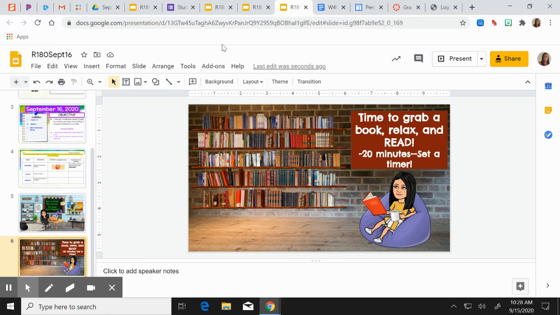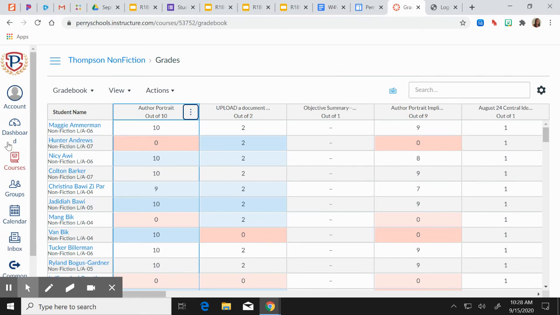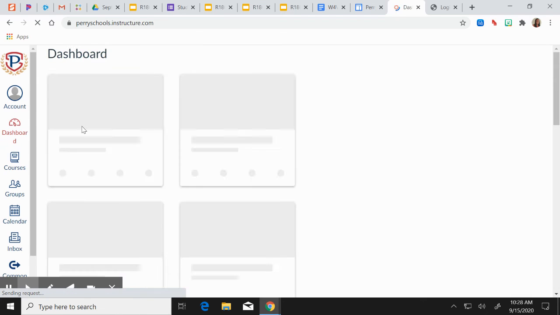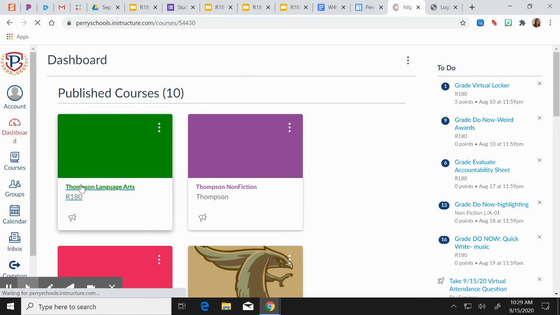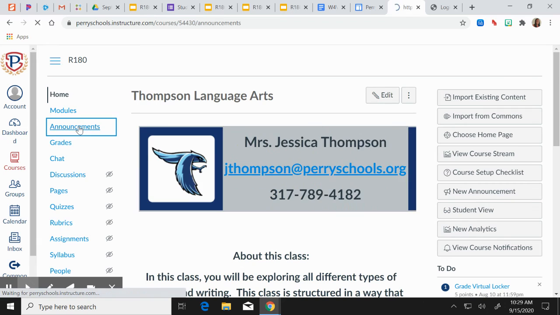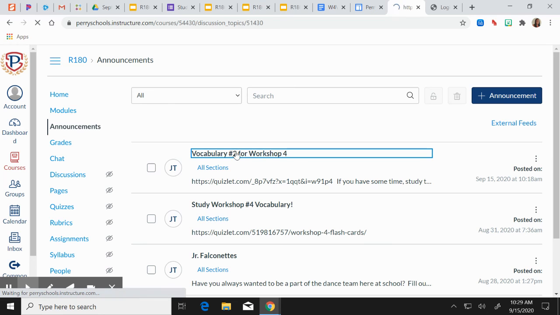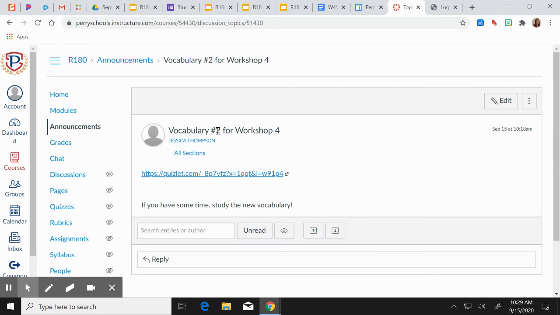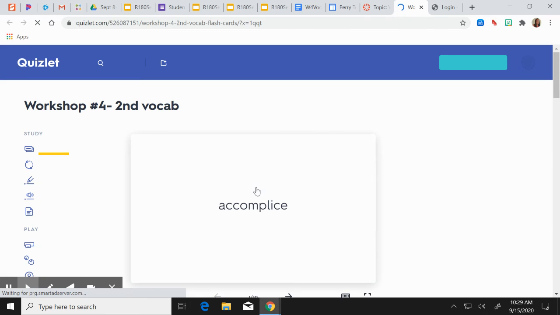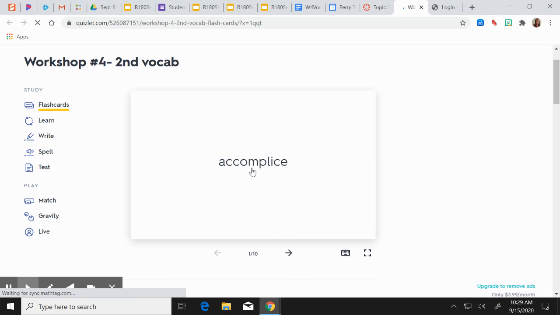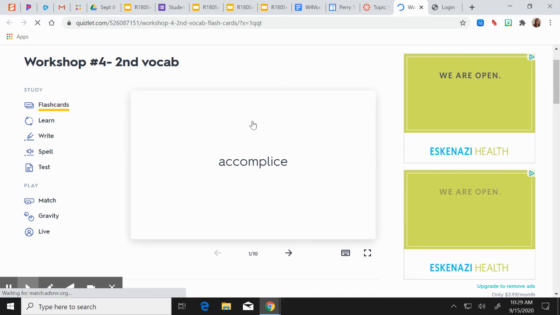And then also, I'm going to go to my Canvas here. I apologize, I was not on your class. But if you go into your classroom and go to announcements, okay, I've also inserted a Quizlet there for you to practice these new words. So if you just click on vocabulary number 2 for workshop 4, you can click on this and there's flashcards there, there are games, and just be prepared with these words because when you're in small group this week, we will be playing a little Quizlet live, but it will be all individual.